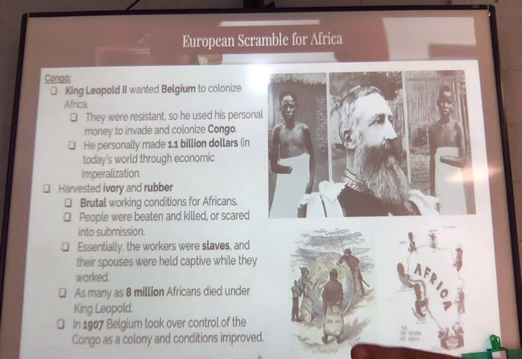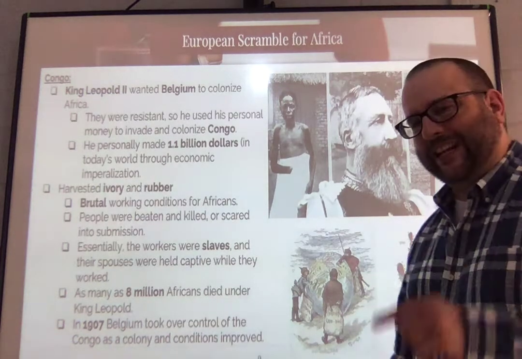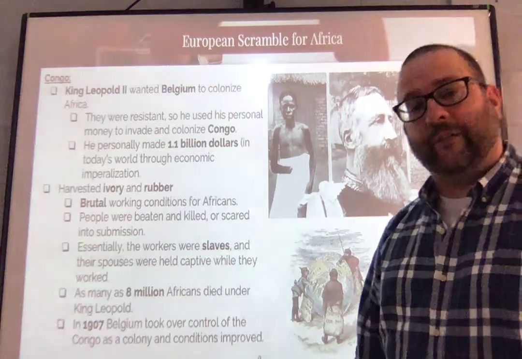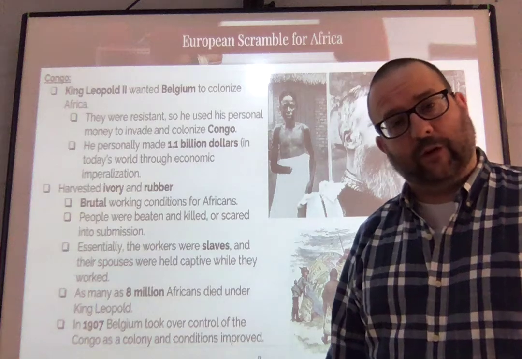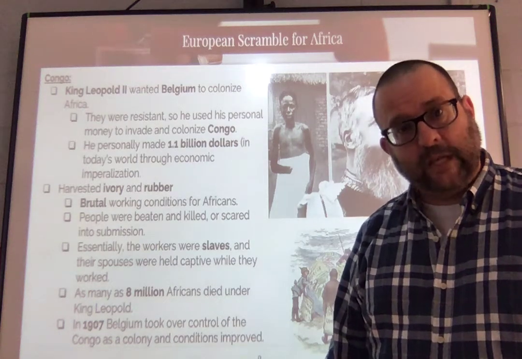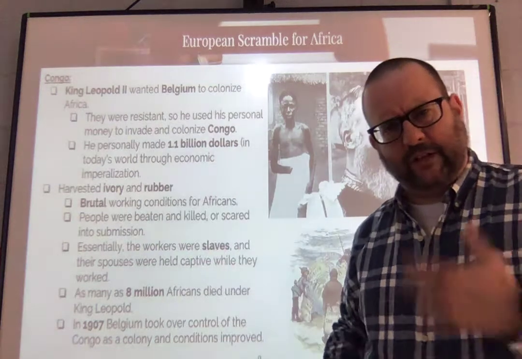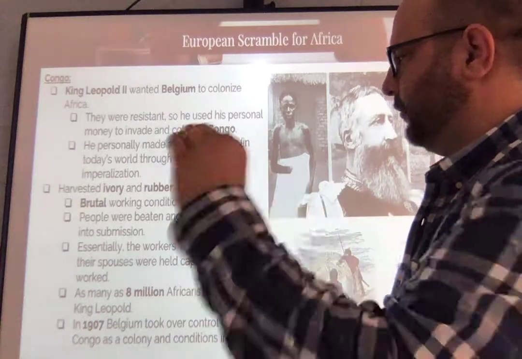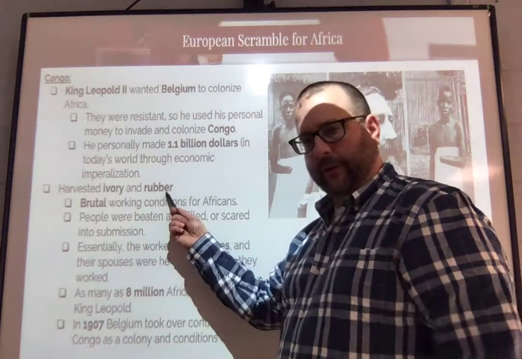Now, in today's money, that would be $1.1 billion. So this is twice as much as Mike Bloomberg spent on those ads that you saw on YouTube all those months while he was running for president. Just to put it in a different perspective. And here's why. He wanted to monopolize two things, ivory and rubber.